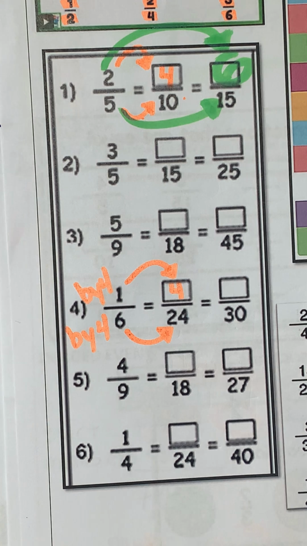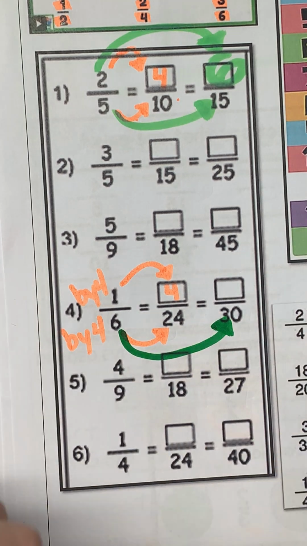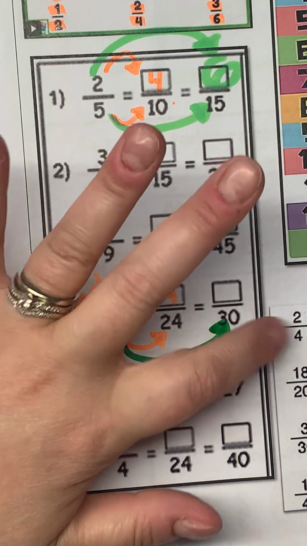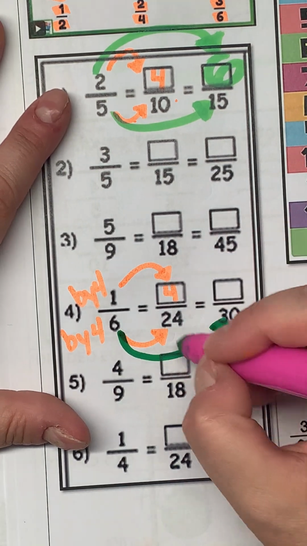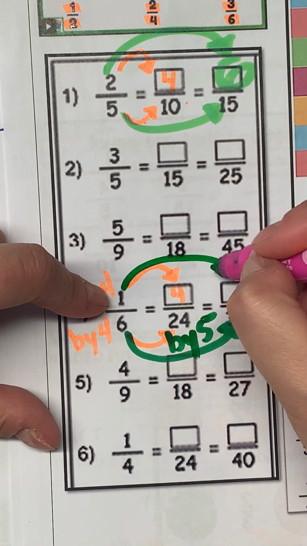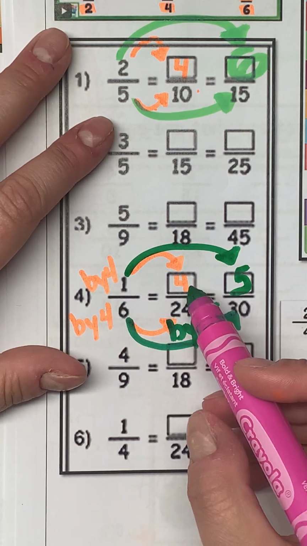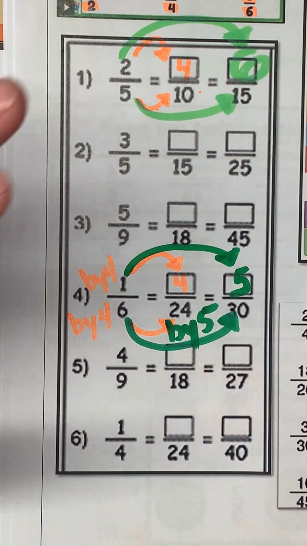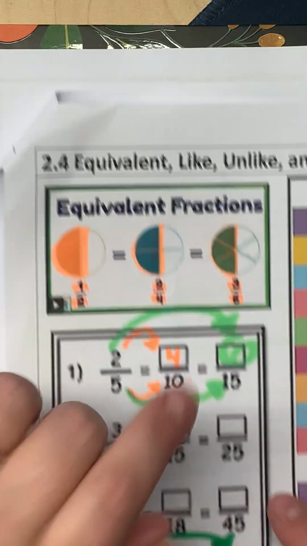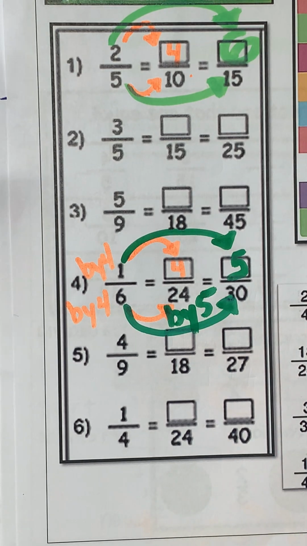Okay, now let's look at how do we get from that original 6 on the bottom to this 30? What do you have to multiply by? 6 times who gives you 30? Oh, 5. Okay, so we have to multiply by 5. The original 1 times 5 is 5/30. So 1/6, 4/24, 5/30, those are all equal fractions or equivalent fractions. And you get them by multiplying the top and the bottom by the same thing.